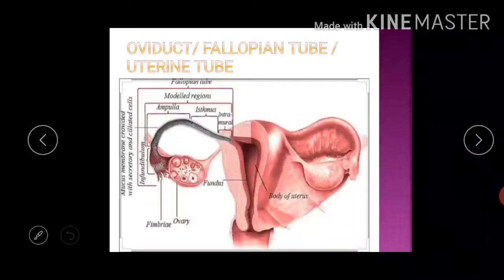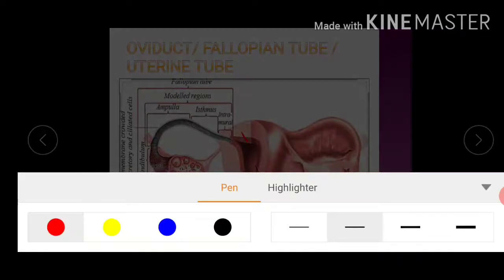Now the next part of the female reproductive system is the oviduct, or fallopian tube, or uterine tube. These are a pair of muscular ducts lying horizontally in the peritoneal cavity. I'll show you.